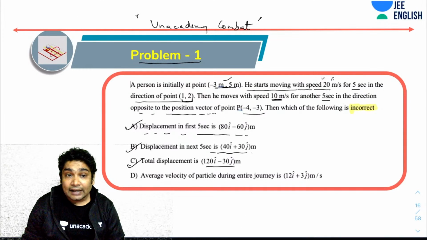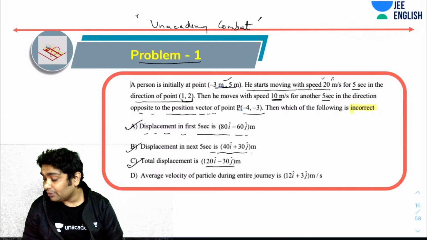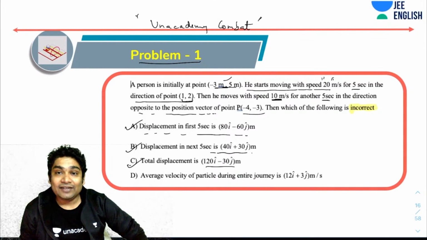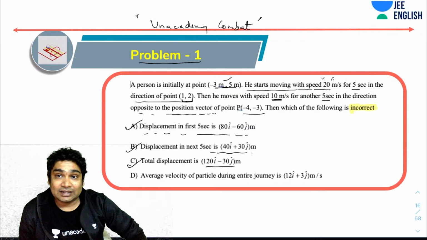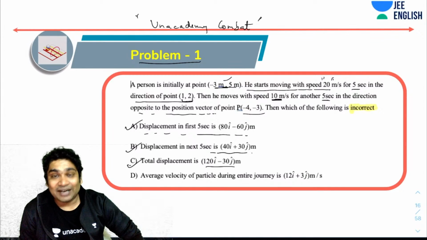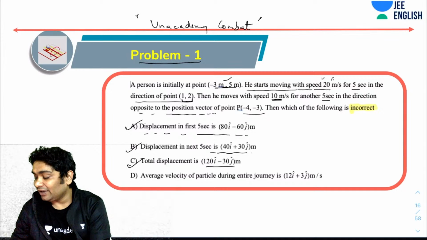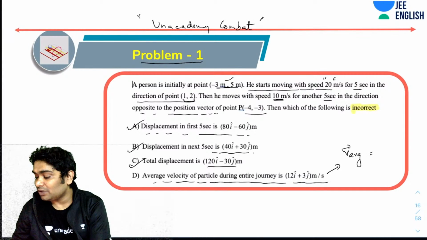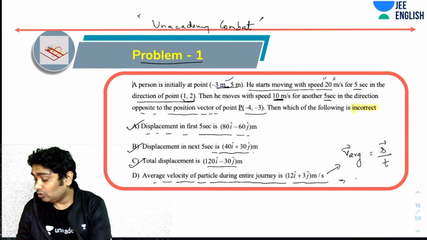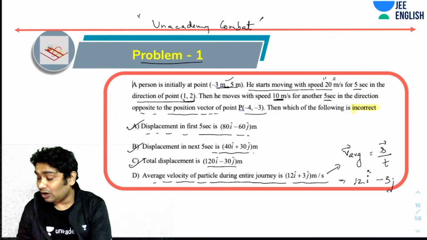Now I had to find the incorrect option. So the incorrect option obviously remains this only. The average velocity of the particle during the entire journey is 12 i cap plus 3 j cap. That is wrong. We know V average would have been the total displacement over time. So it would have been 12 i cap minus 3 j cap, not plus 3. So this is the wrong option. So this will be the answer, as this option is wrong.